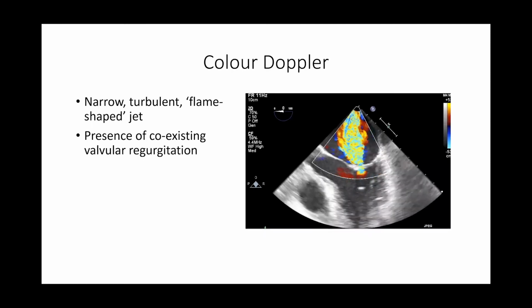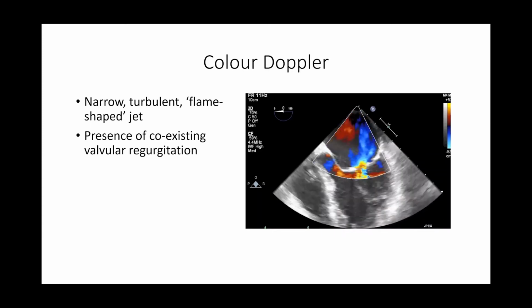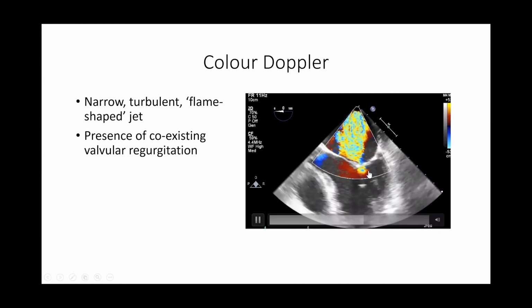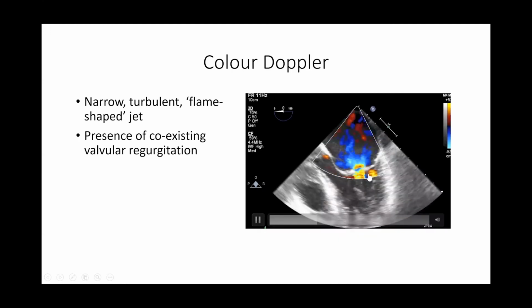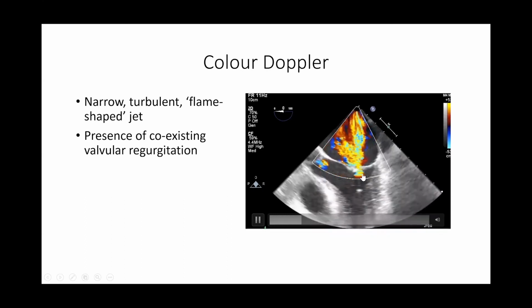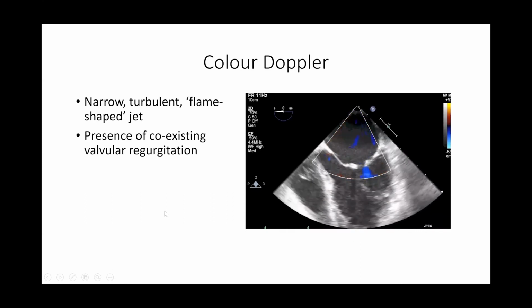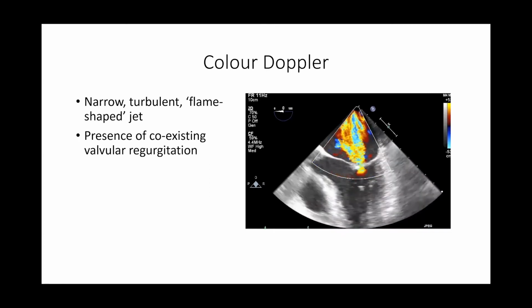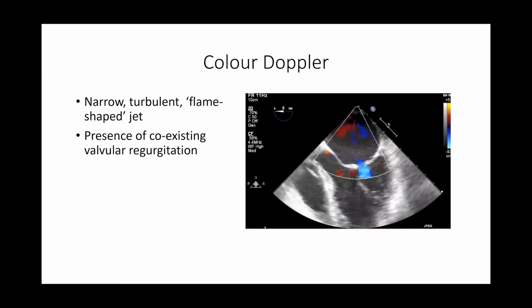Then color Doppler. If there's a significant stenosis, you can see a typical flame-shaped jet here, which is very classical of moderate to severe stenosis. Look for that chaotic flow, or lots of variance, or this flame-shaped jet. And also, you would be looking for any coexisting valvular regurgitation as well.